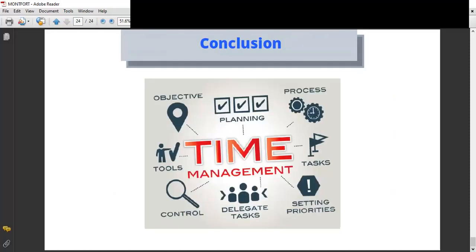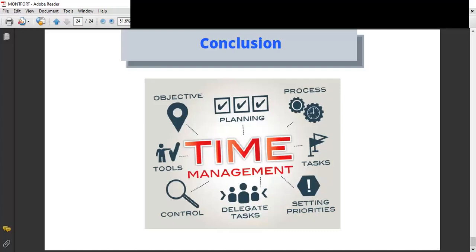Now we come to the end of the session, that is the conclusion. In this webinar, we have learned how to manage our time. There are certain rules to manage our time. First one is prioritization. Just prioritize your task, what you are going to do. Next, plan how you are going to do it. After planning, go for it. Work on it effectively. Work in a planned way. Then you can manage your time.